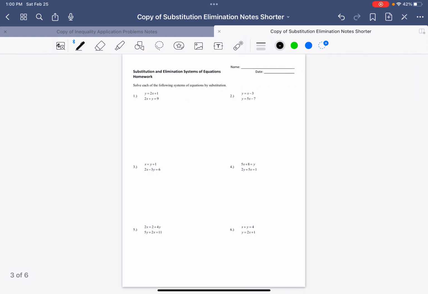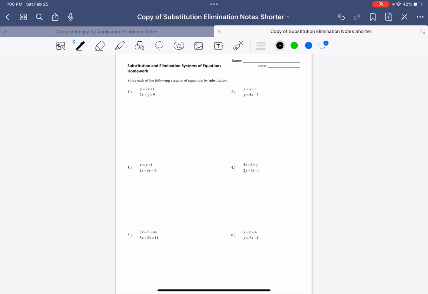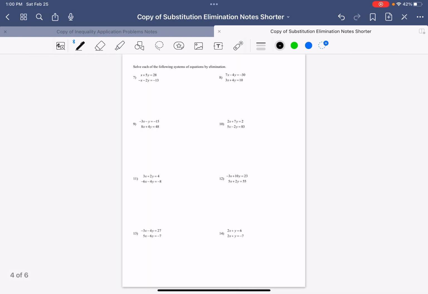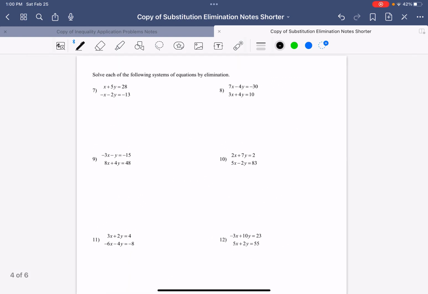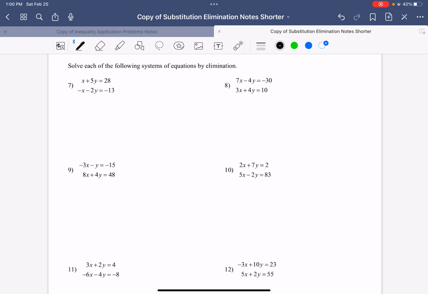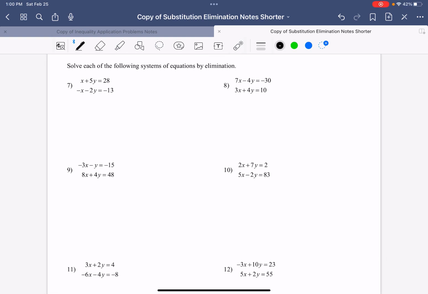Hold on a second. I think I have the homework here. Let me look really quick. This is solving by substitution. Here's an elimination problem. If you need to pause the video and grab the homework and then come back and get this, by all means do so. But let me peek and see if I have a nice one here. All right, here I've got a good one.